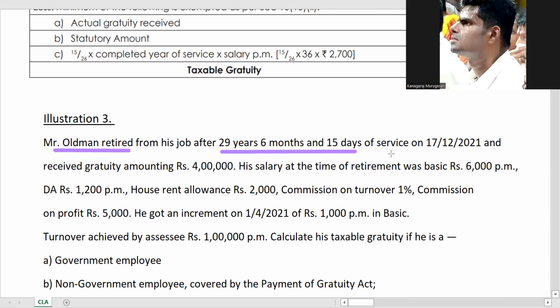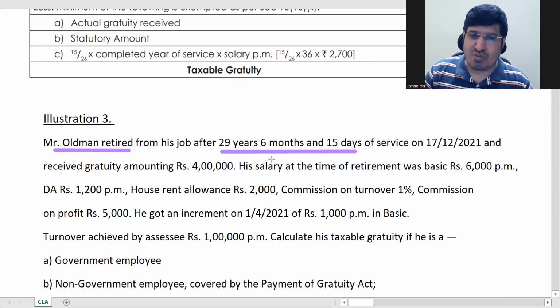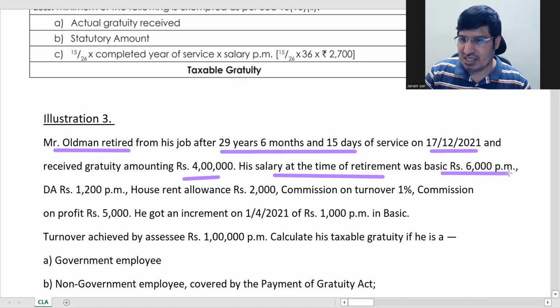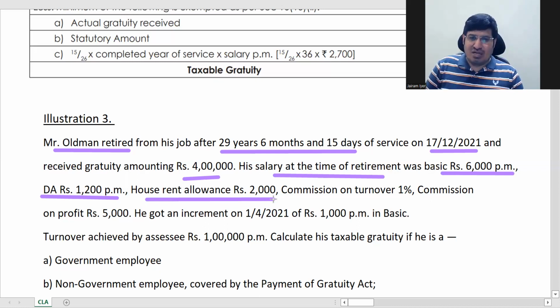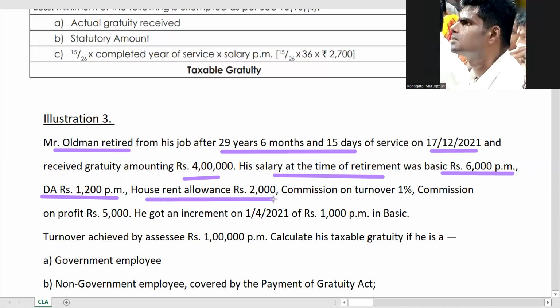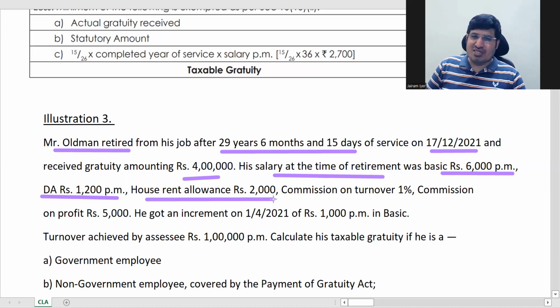Okay, so retired from his job after these many days. On this date, received gratuity of 4 lakhs. Salary at the time of retirement: basic 6,000 per month, DA 1,200 per month, HRA 2,000. Is HRA annual or monthly? Annual. It is annual. Very good.